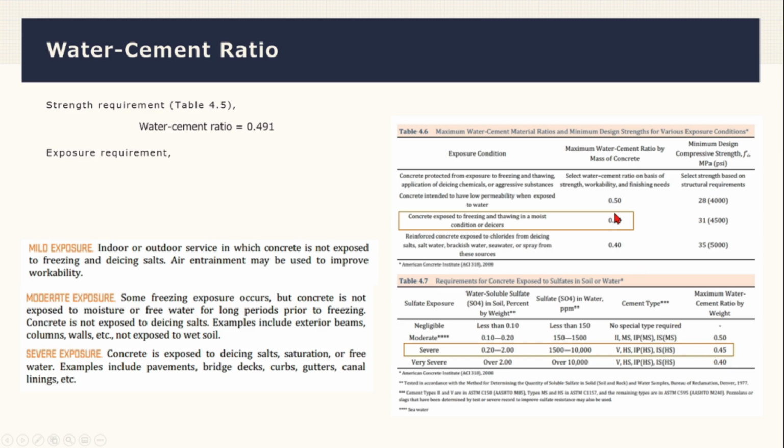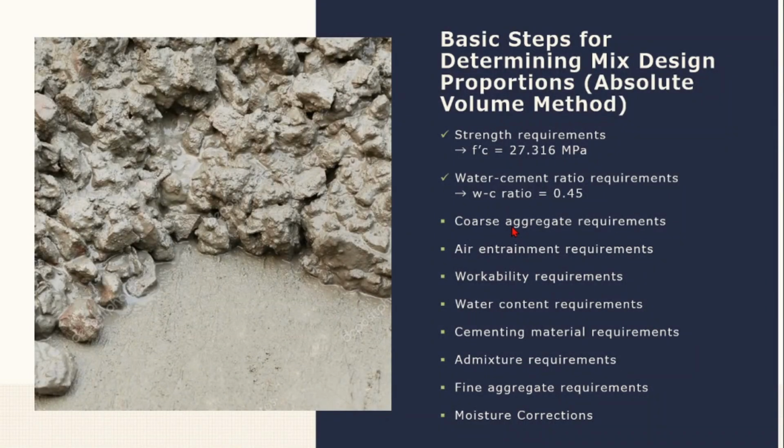And that severe exposure corresponds to 0.45 maximum water content. Now, what if we have different maximum water content here? If that will happen, we have to choose the smaller value between the two. But since they are similar, therefore, the maximum water content is equal to 0.45. Now, we have to check if the strength requirement water-cement ratio exceeds the maximum. And if that exceeds, we have to select the maximum water-cement ratio. Next is coarse aggregate requirements.